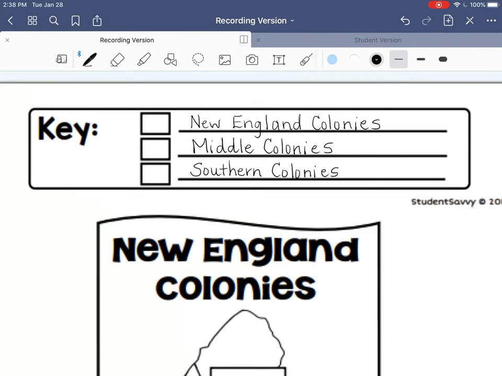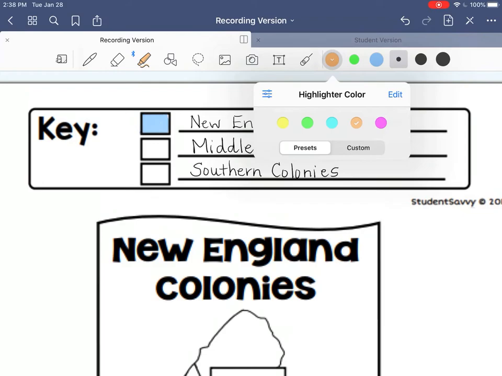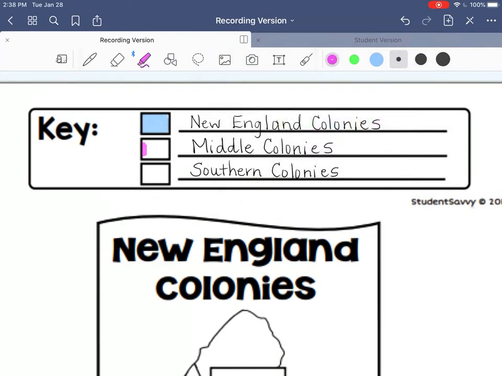Okay, the New England colonies, we are using the blue highlighter. If you have something else that you're using to color, that's fine. But I'm just using my highlighters because that's the easiest thing at hand. We used the pink highlighter, let me just use the standard one so it'll match, for the middle or the Atlantic colonies. And then if you recall, we used orange for the south. So I'll pick up that one.